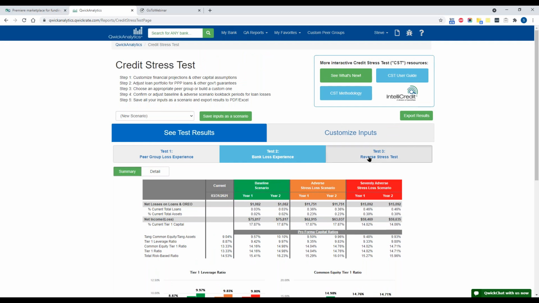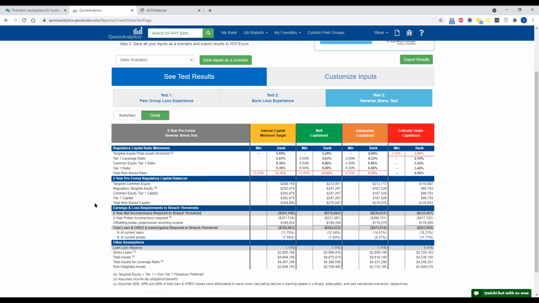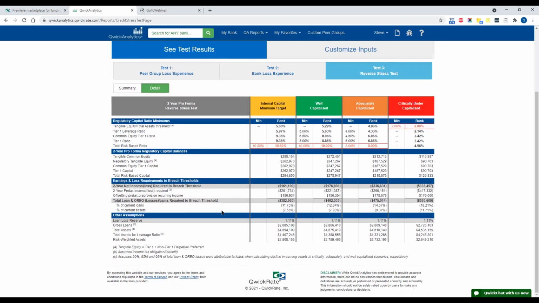So the third test, the reverse stress test, is a bit of a different animal, as I mentioned earlier. We're kind of working backwards here. So let's talk about what that means. How much could we lose and stay well capitalized? It's a good theoretical question, sometimes hard to answer. And this is how we go about it. First thing is, how do we define well capitalized? That depends if you are CBLR or not. If you have opted into CBLR, we have a different way that we go about the reverse stress test.